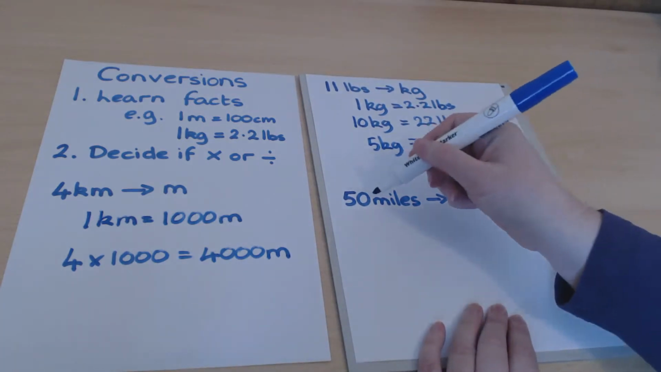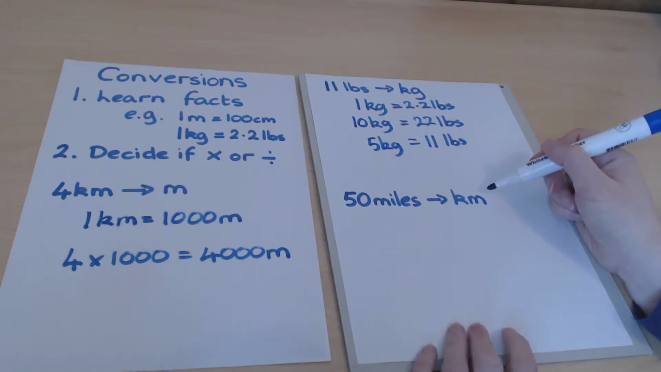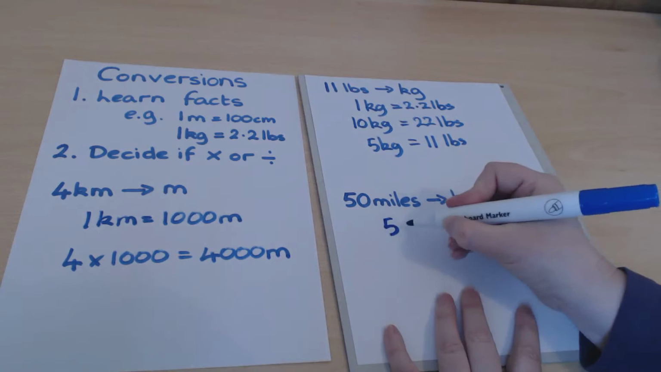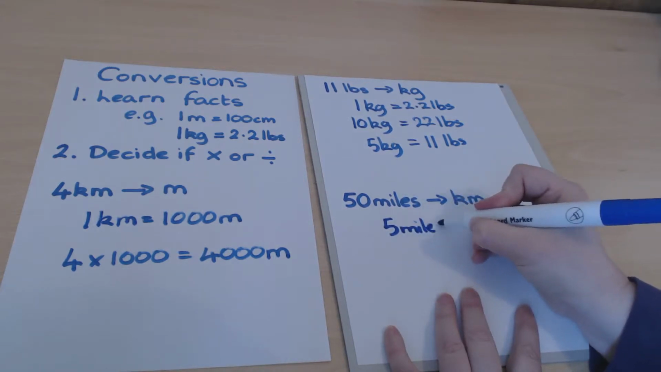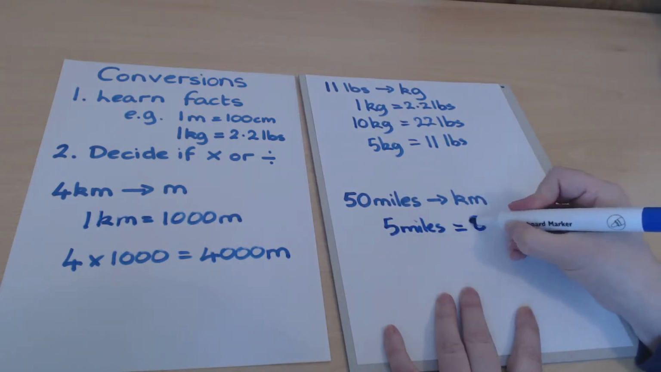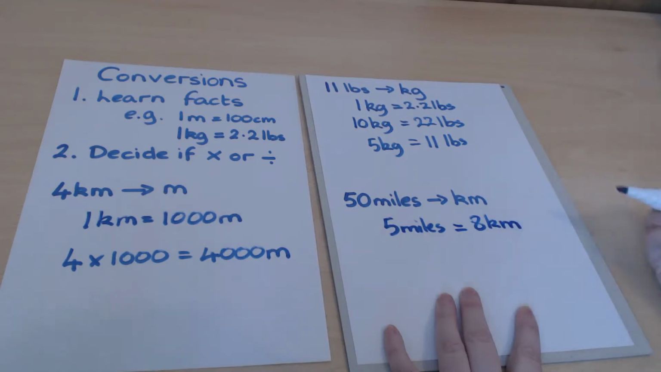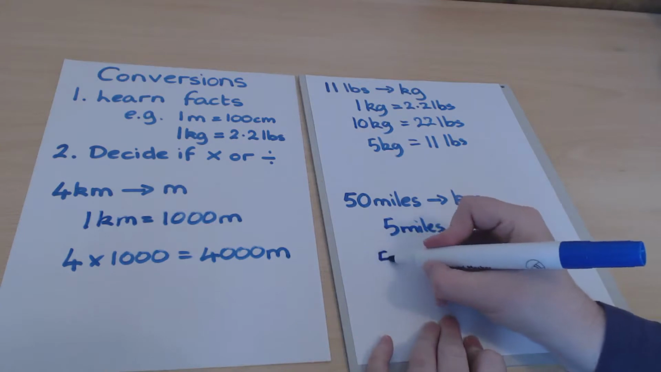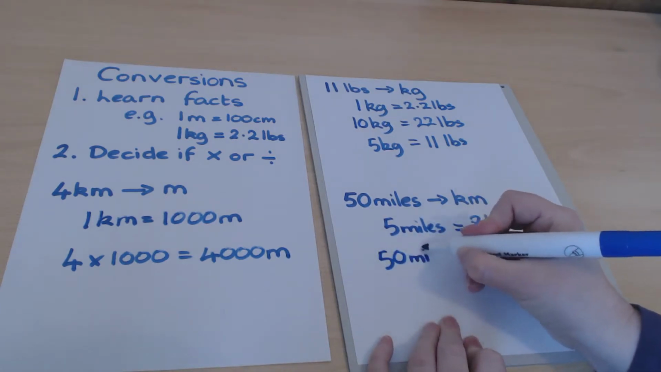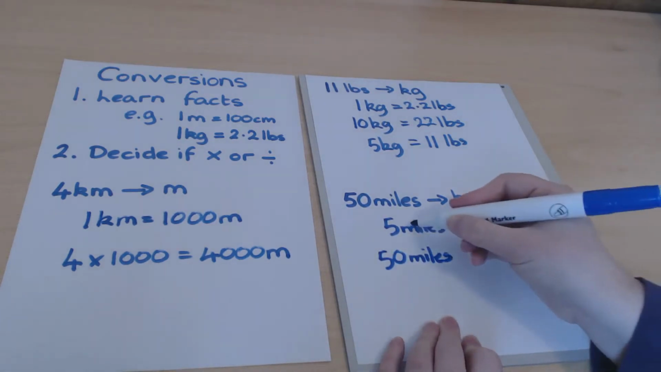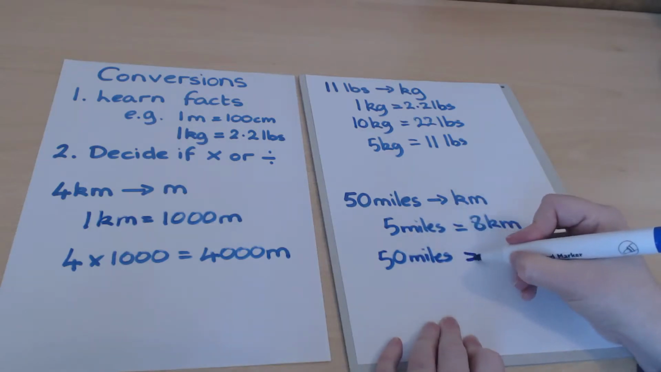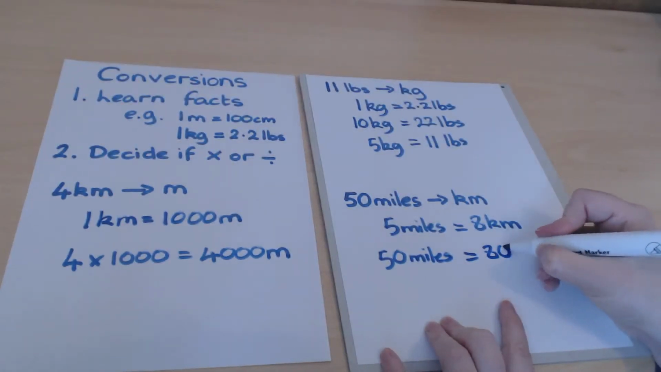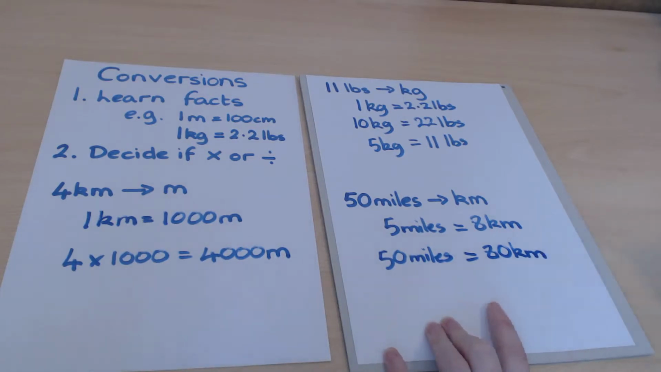So here we've got to do 50 miles and turn that into kilometres. So first we need our fact. So the fact is that 5 miles equals 8 kilometres. So if 5 miles equals 8 kilometres, then 50 miles is 10 times bigger on this side, so it'll be 10 times bigger on that side, so it'll be 80 kilometres. So that was quite a nice, simple one.